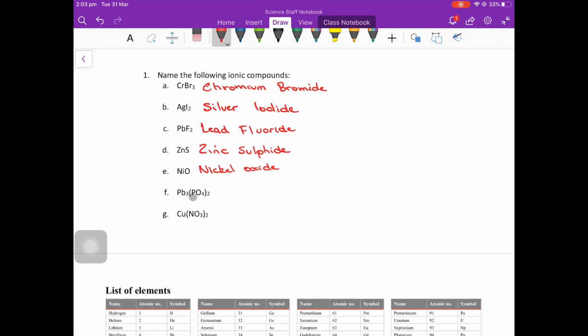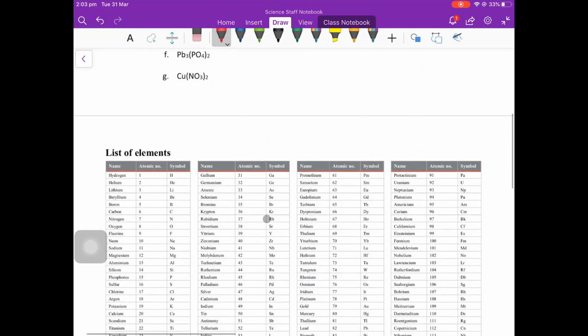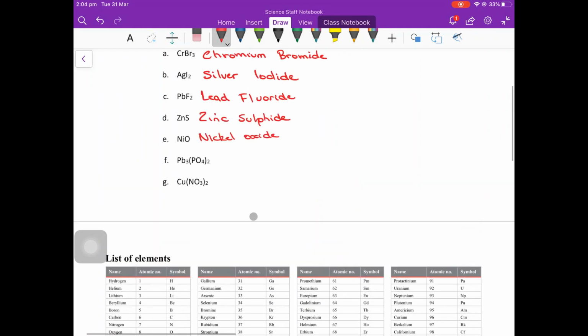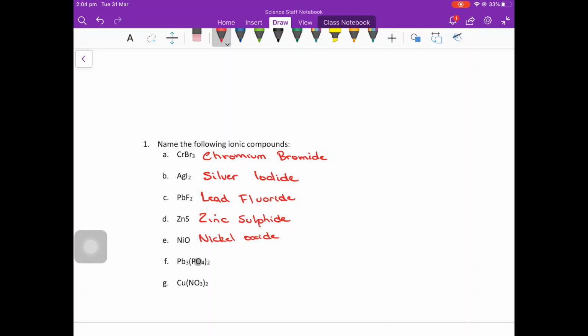All right, let's have a look at F. It's Pb3 and then in brackets PO4, close brackets 2. This one is interesting because the part in brackets is a polyatomic ion. It's phosphate. And the Pb is lead, on our periodic table. I think we've already used an example with lead, element number 82. But the anion here is phosphate. So we go lead phosphate.